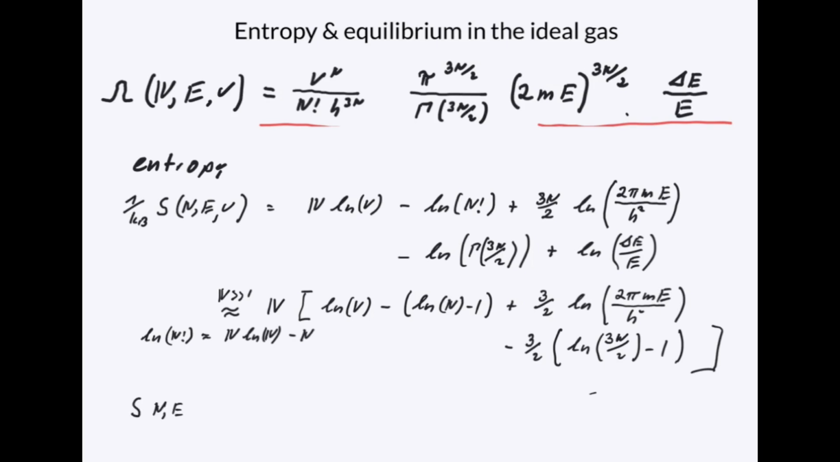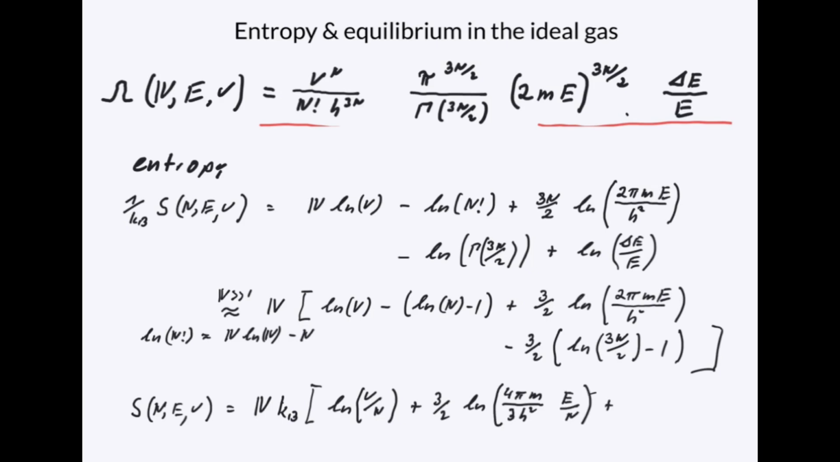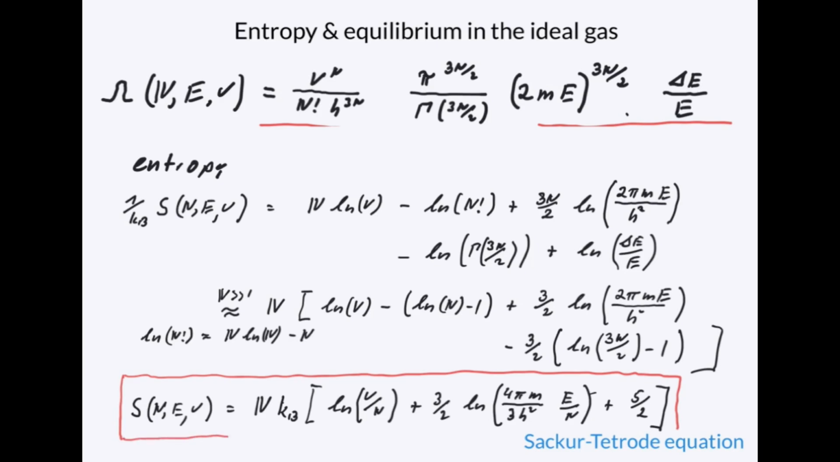Finally, we obtain a compact equation for the entropy of an ideal gas in the microcanonical ensemble. This equation is termed the Sackur-Tetrode equation and contains three terms. One in which we look at the mean volume per particle, a second one which contains the mean energy per particle, and a constant 5/2.